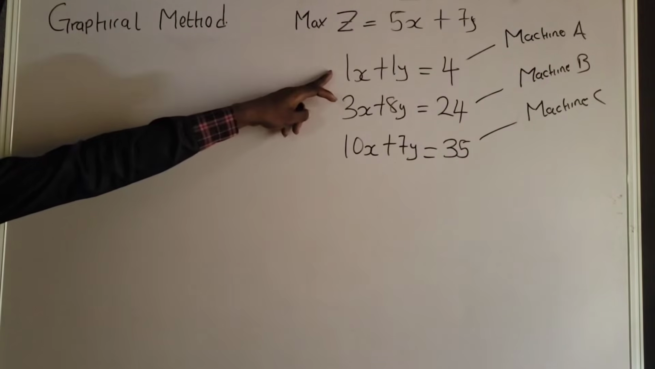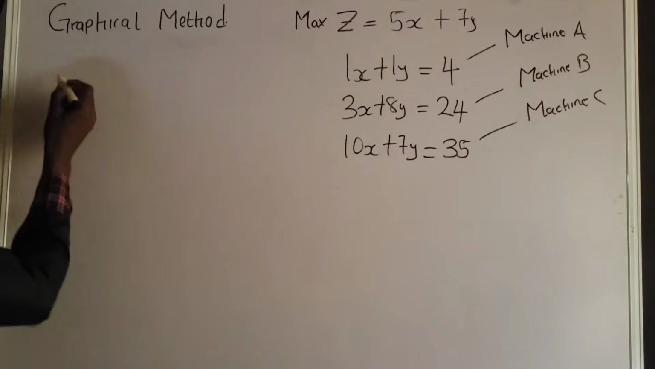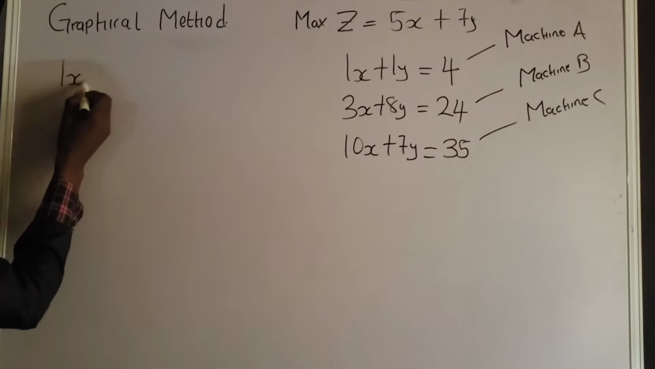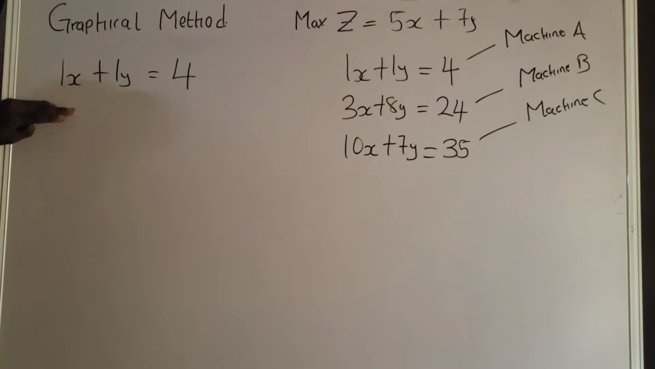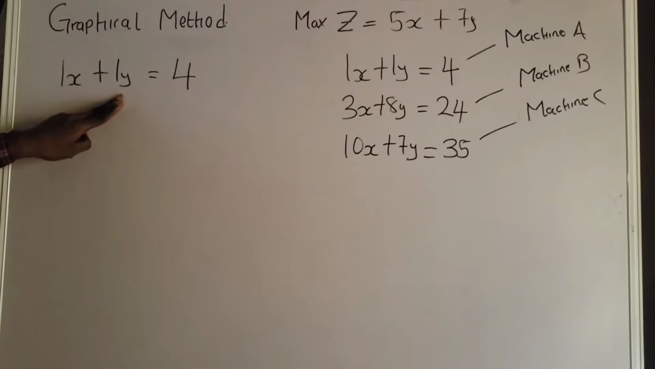Let's start with constraint 1, which is for machine A. And the equation is what? 1x plus 1y is equals to 4. To find the zeros of this constraint, we have to assume that the company is not producing any product Y. That's the first thing. Then we are going to find the amount of product X that the company can produce by not producing any product Y. So I'm going to set y is equals to 0.